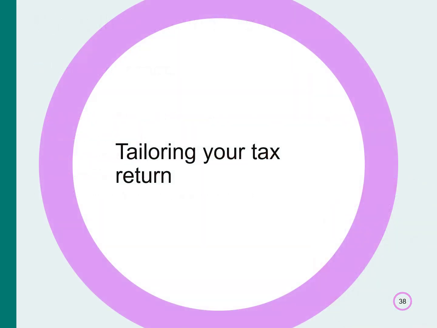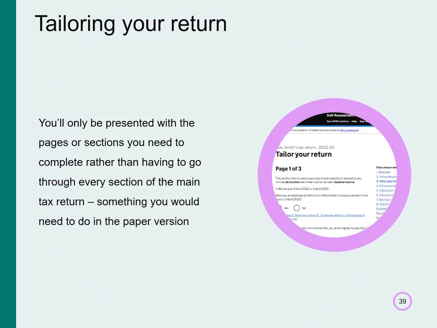Here's some information about tailoring your tax return, which you can do if you're filling in your tax return online. If you tailor your return, you'll only be presented with the pages or sections you need to complete based on your circumstances, rather than having to go through every section of the main tax return, something you would need to do for the paper version.